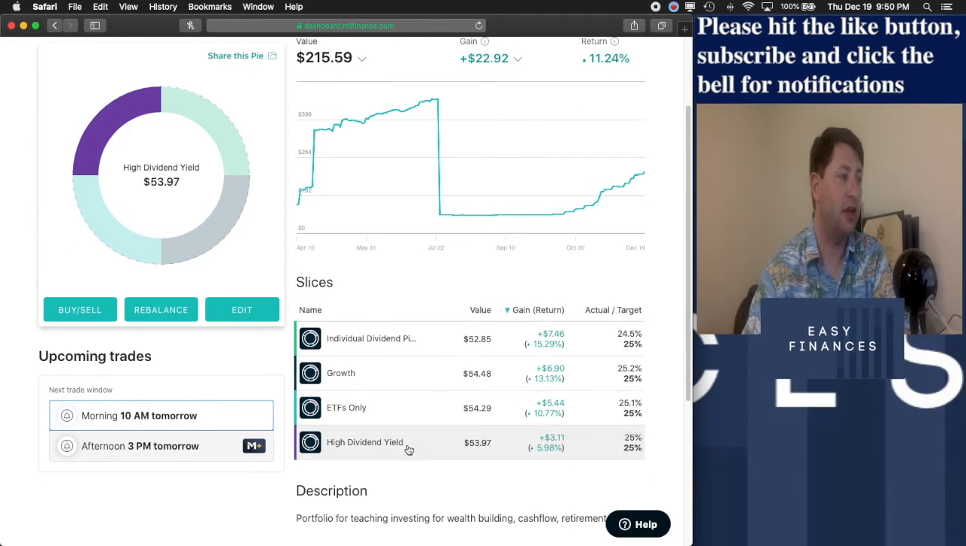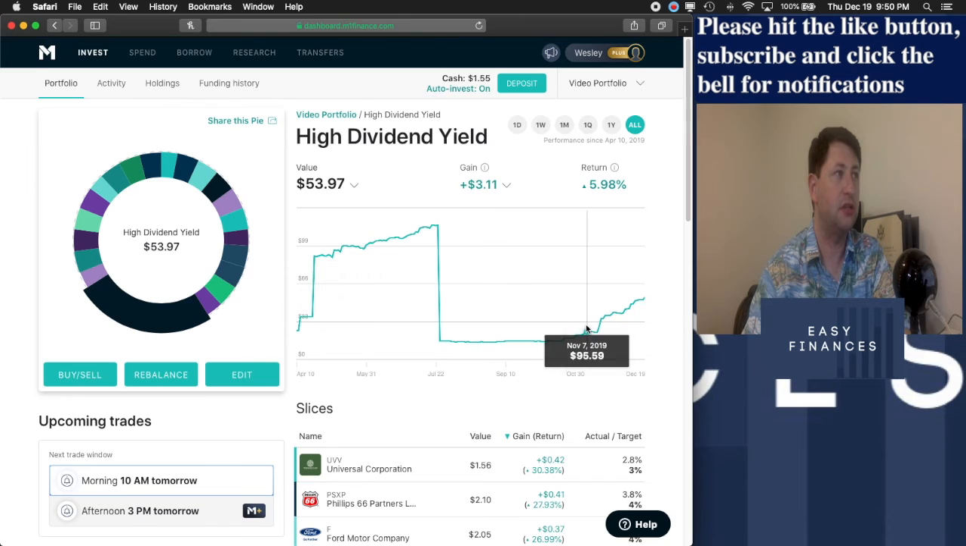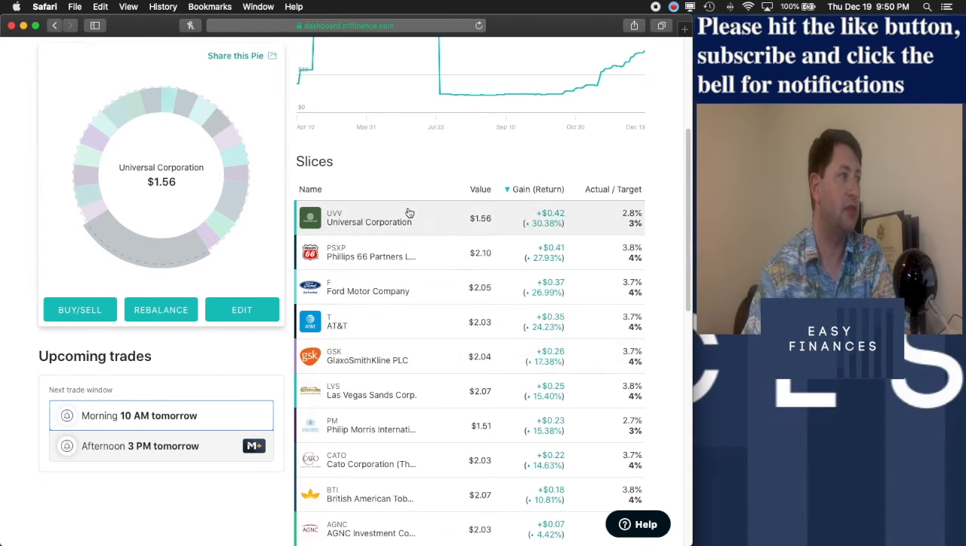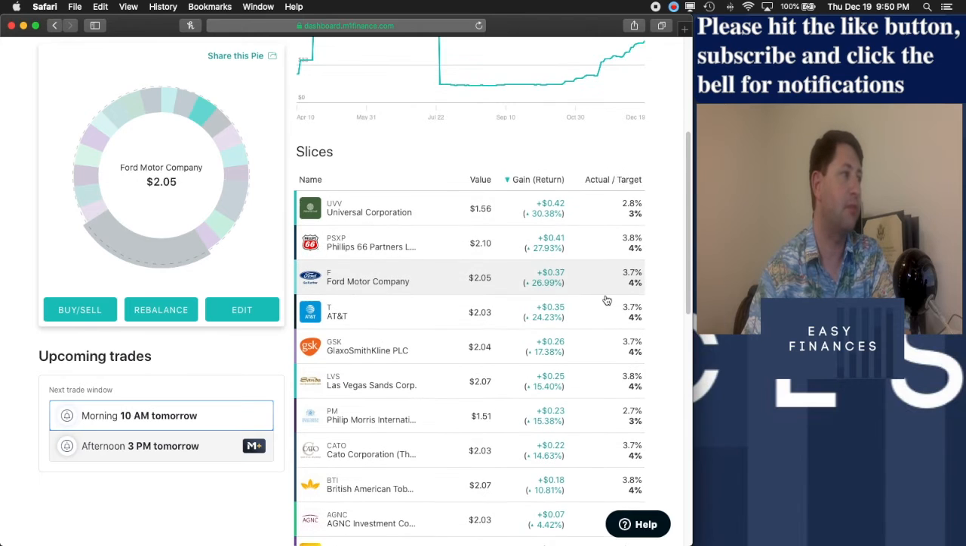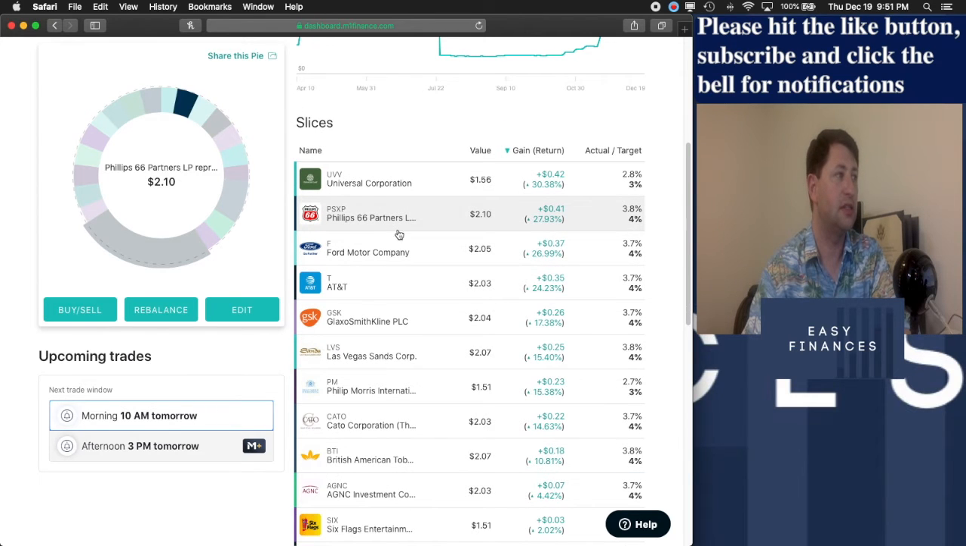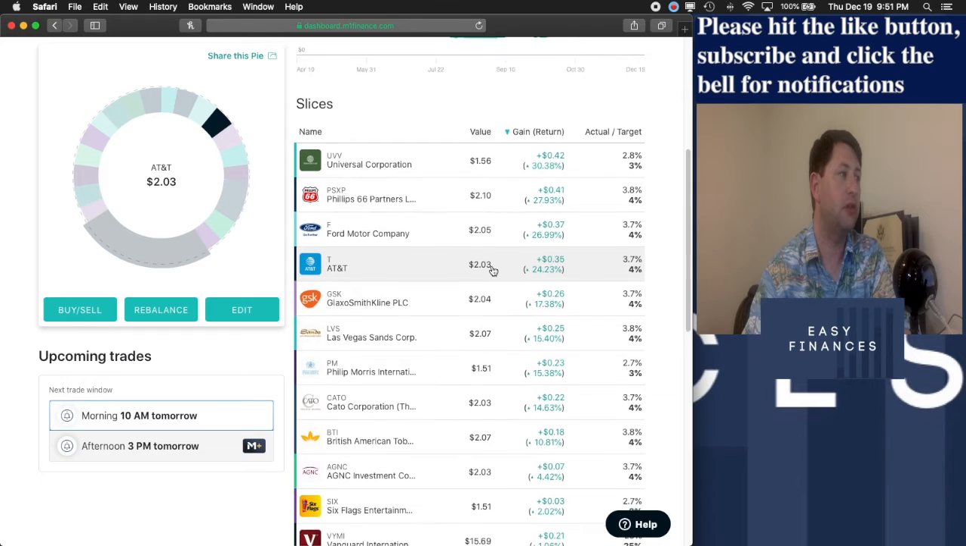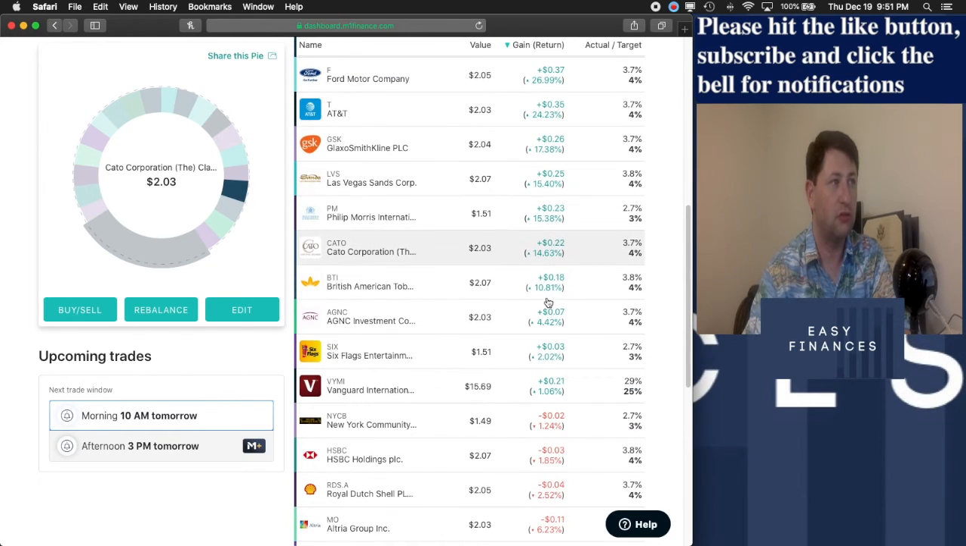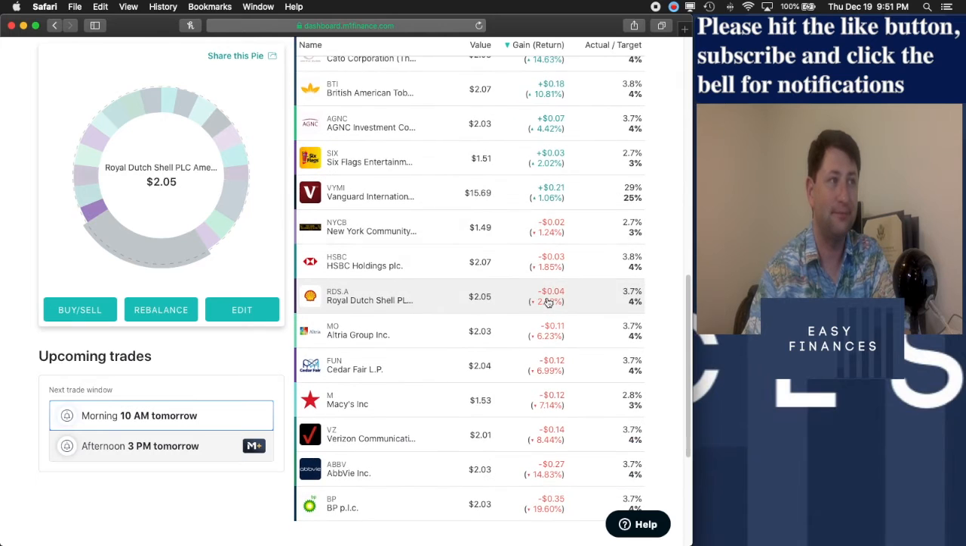And finally, our high dividend yield section is up $3.11 overall, a 5.98% return. It's had $1.37 in dividends, which is fantastic. But the biggest gains have been from Universal Corporation, followed by Phillips 66, Ford Motor Company, AT&T, GlaxoSmithKline, and so forth. I'll scroll down here so you can see it all.